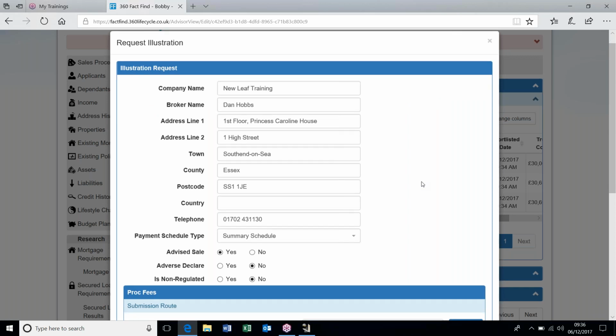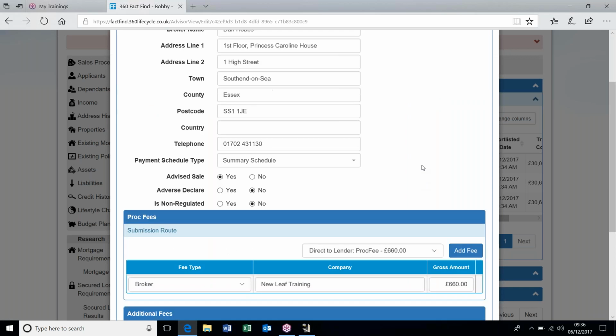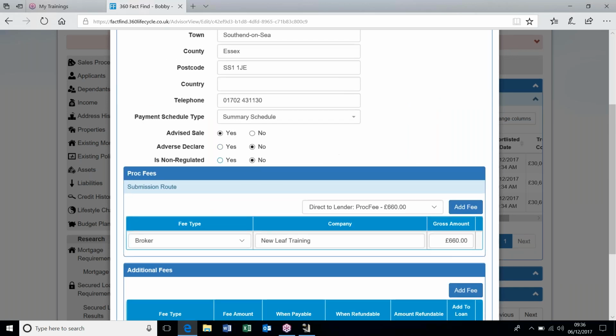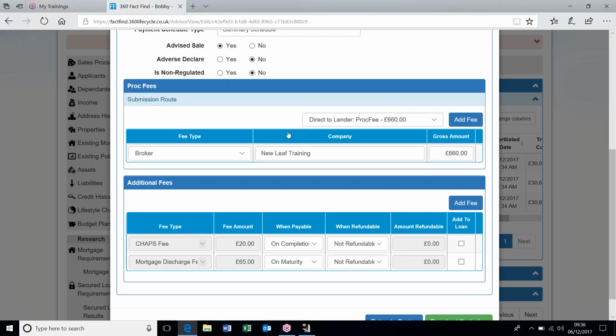So that brings up your details in there. It then just asks a few questions on whether it's an advised sale, declared adverse, or non-regulated. In this case, it'd be an advised sale. We can see the submission route, and we've got a proc fee come up. So this is your procuration fee from the lender to you.